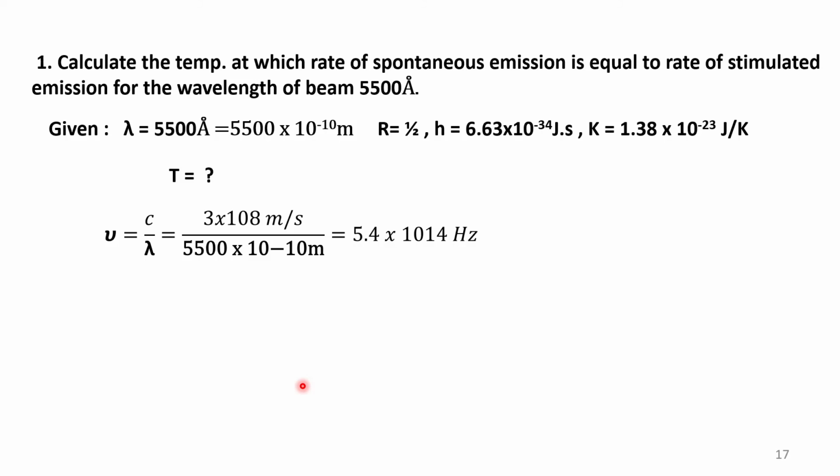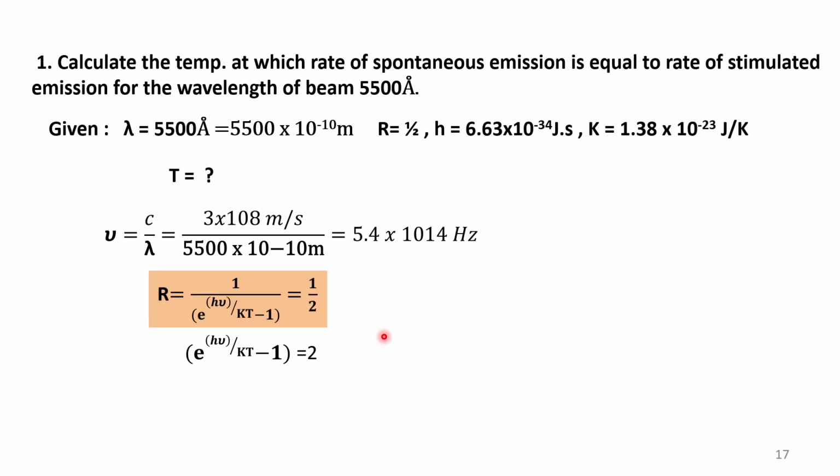We know that c is equal to nu lambda. Now by substituting the values of c and lambda, we get the frequency, and it is equal to 5.4 into 10 raised to 14 hertz. Now by using this formula, that is the ratio of spontaneous emission to stimulated emission, R is equal to 1 divided by e raised to h nu by kT minus 1. We know that according to the given condition it is equal to 1/2.